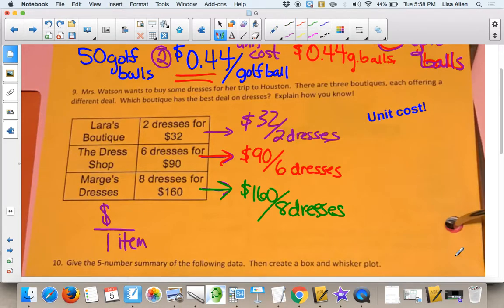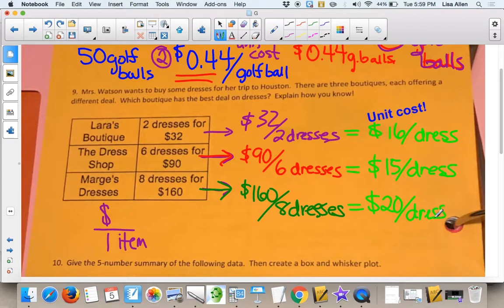So for the first one, for Laura's, we get $16 per dress. That seems pretty reasonable. And for the dress shop, when we divide 90 by 6, that's $15 per dress. And then if we divide 160 by 8, it looks like we get $20 per dress.